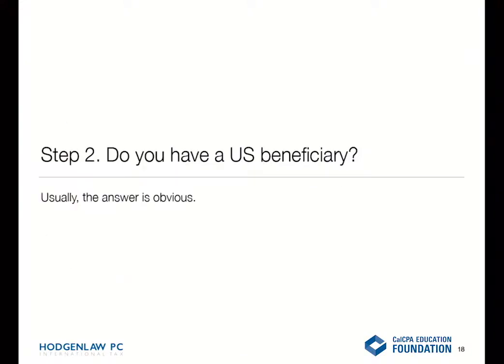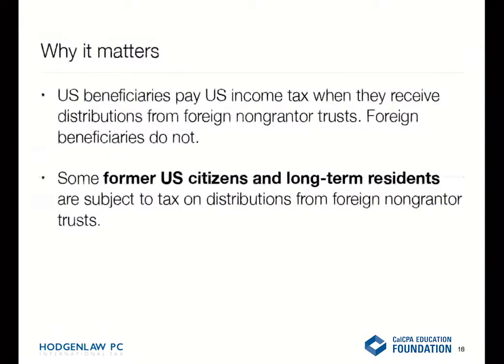So now you know what kind of trust you have. Next, you need to move on to: do you have a U.S. beneficiary of the trust? This matters because U.S. beneficiaries pay U.S. income tax when they receive distributions from foreign non-grantor trusts. Foreign beneficiaries do not. That makes sense. The U.S. tax system is not going to tax foreign beneficiaries on distributions from foreign trusts.